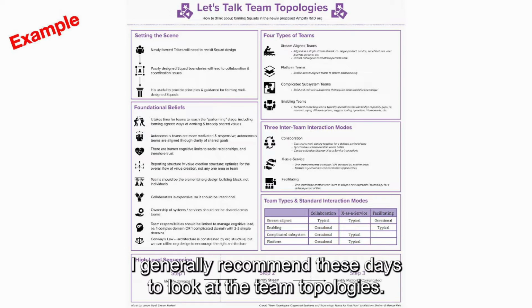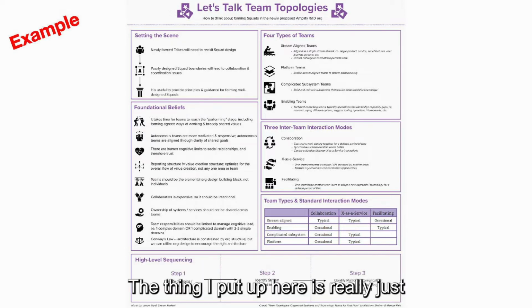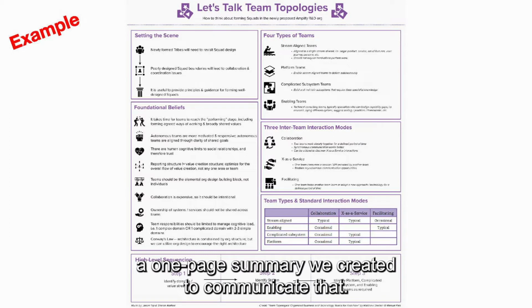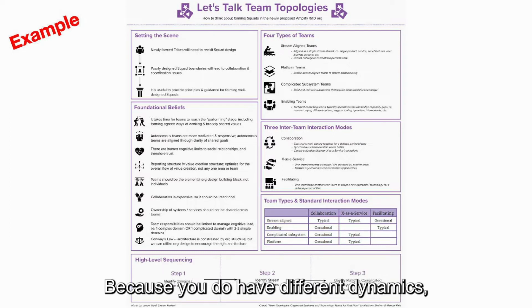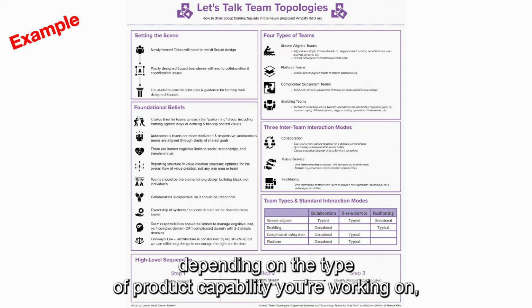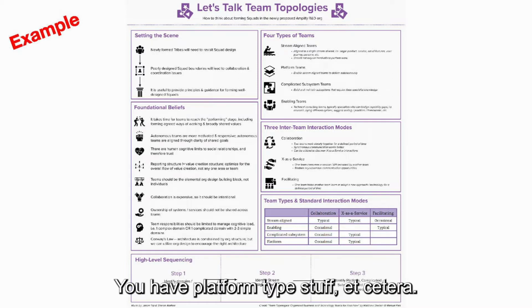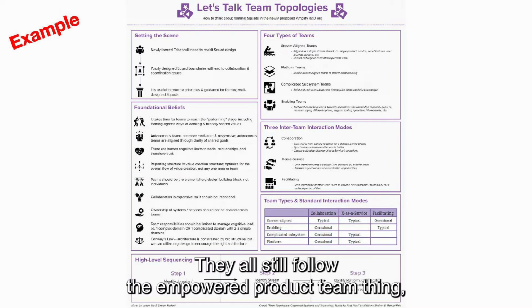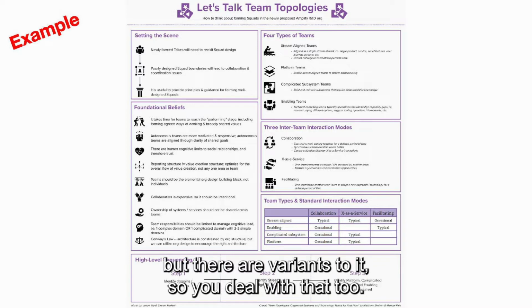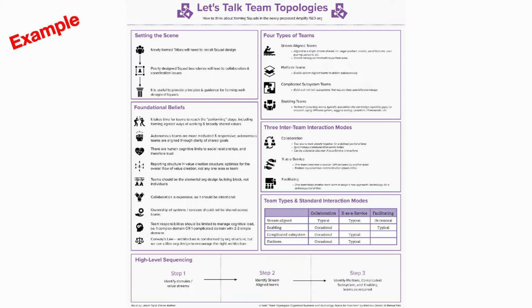I generally recommend these days to look at the team topologies. The thing I put up here is really just a one-page summary we created to communicate that, because you do have different dynamics depending on the type of product capability you're working on. So your teams might look a little bit different. You have platform type stuff, et cetera. They all still kind of follow the empowered product team thing, but there are variants to it. So you deal with that too.